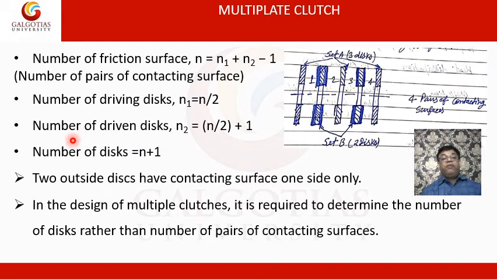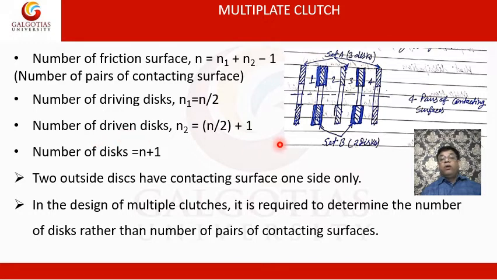Then the number of driven discs. The number of driven discs is n by 2 plus 1. So n is how much? That is 4. So 4 by 2 is 2, 2 plus 1, 3. So 3 discs are required, that is set A, and these three discs are mounted on the driven shaft.